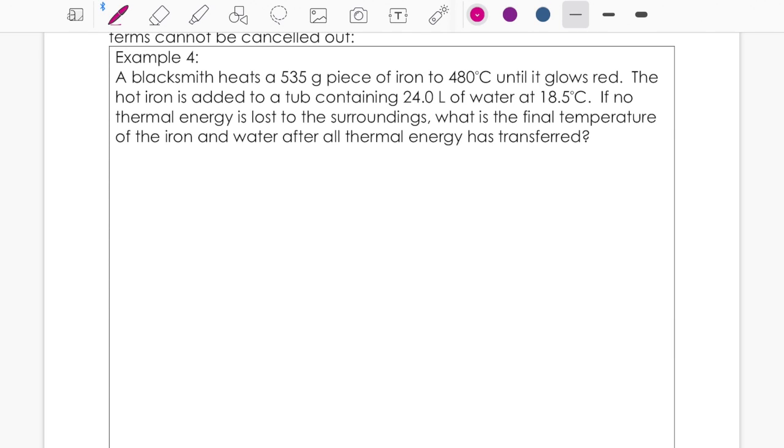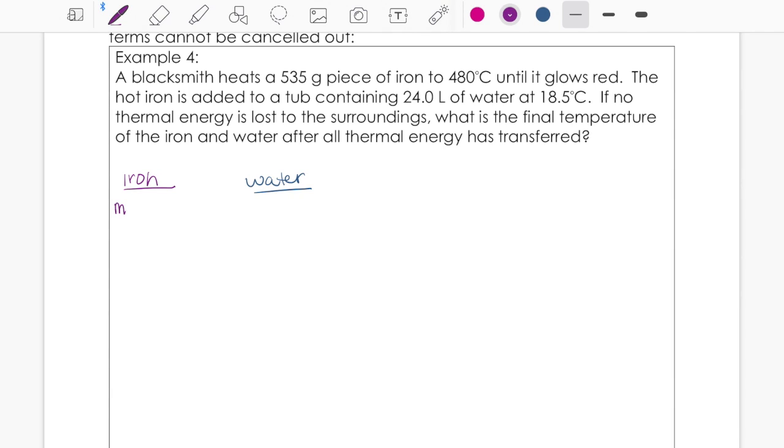For example number 4, a blacksmith heats a 535 gram piece of iron to 480 degrees Celsius until it glows red. The hot iron is added to a tub containing 24 liters of water at 18.5 degrees Celsius. If no thermal energy is lost to the surroundings, what is the final temperature of the iron and water after all thermal energy is transferred? So once it's reached equilibrium. Okay, so I have my iron and I have water as my two substances.